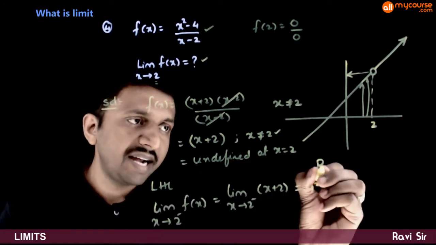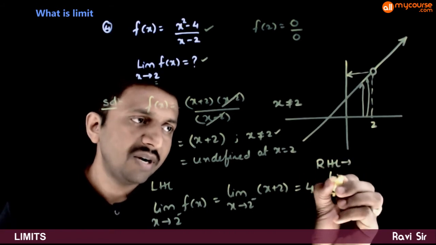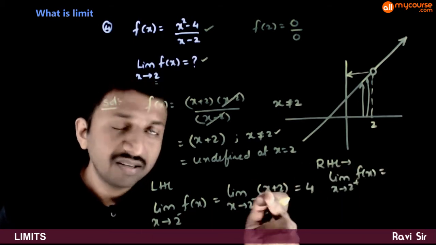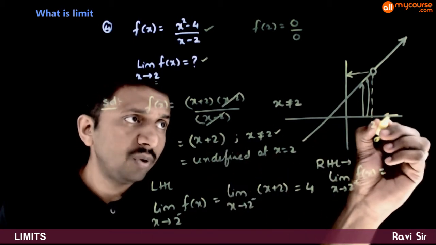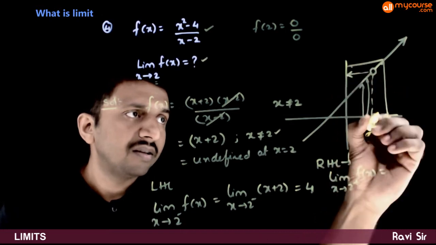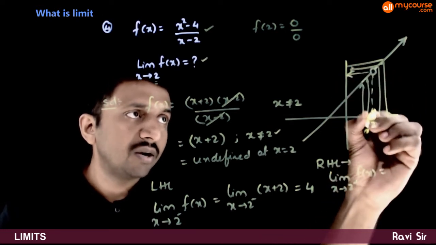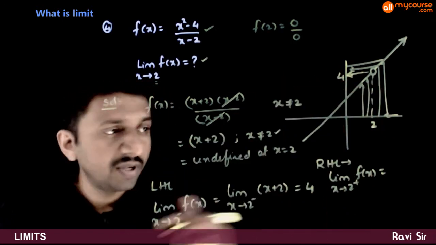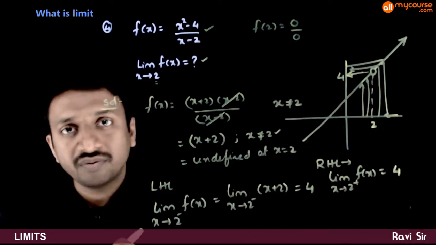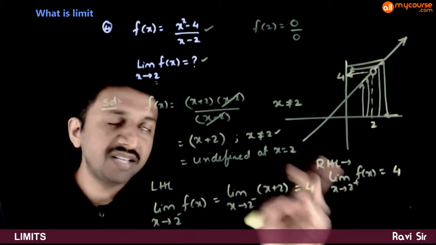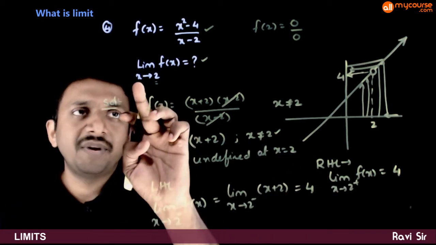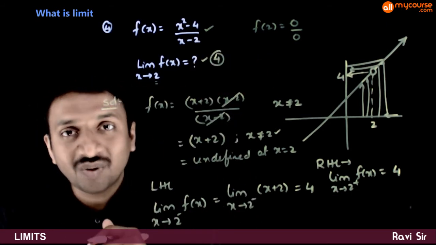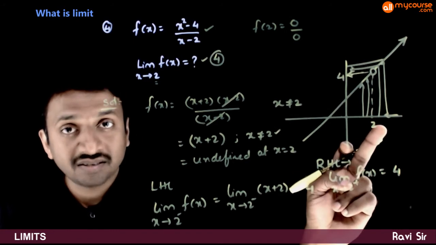Similarly, what is the right hand limit? So right hand limit, limit x tends to 2 plus f of x, is nothing but, on the right hand side of 2 also, as you can see, as x gets closer and closer to 2, f of x is again getting closer and closer to 4. So this value is also equal to 4. So hence right hand limit is same as left hand limit, hence limit x tends to 2 f of x is equal to 4.